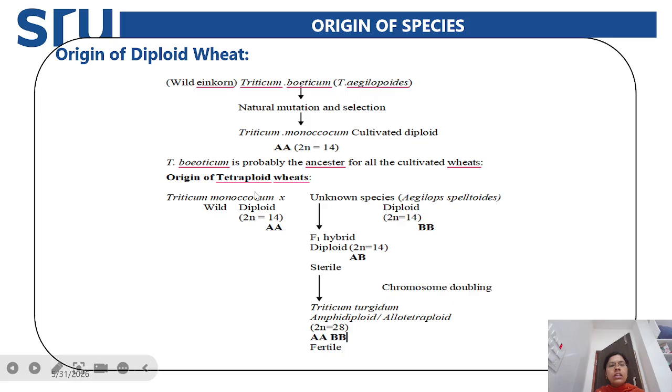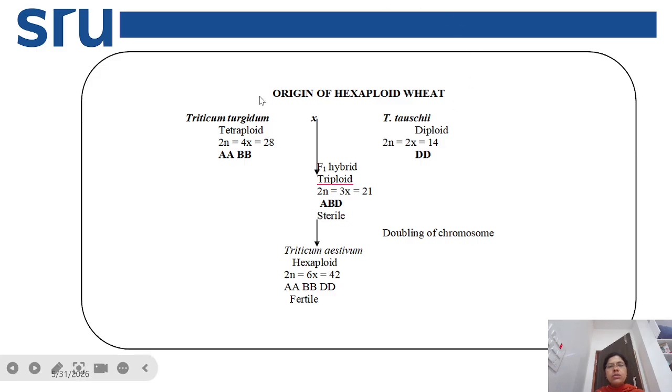So these are the two origins of the diploid species, and next is tetraploid species, and next we'll discuss the hexaploid species. This is the most important origin in case of wheat.